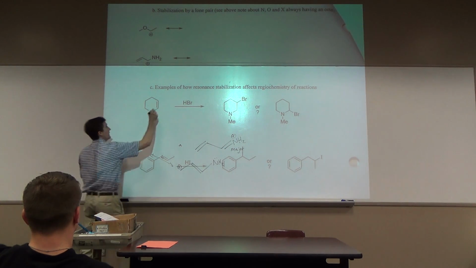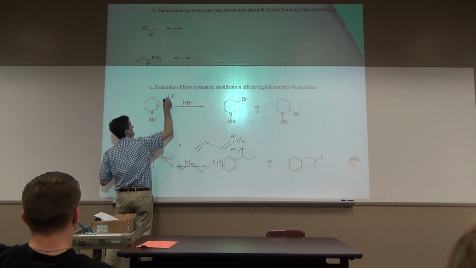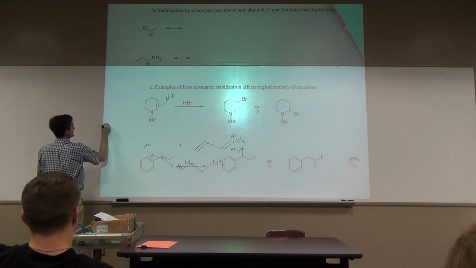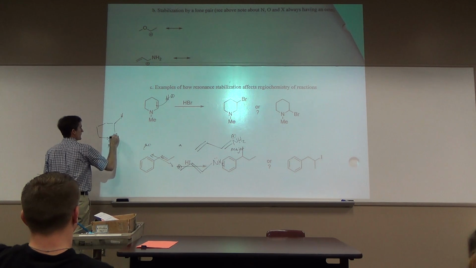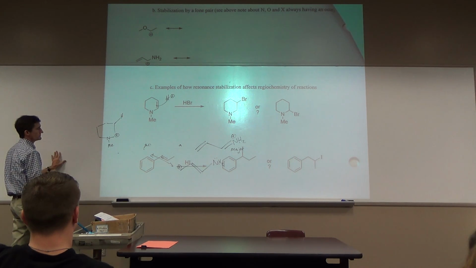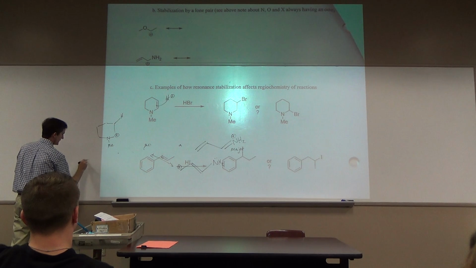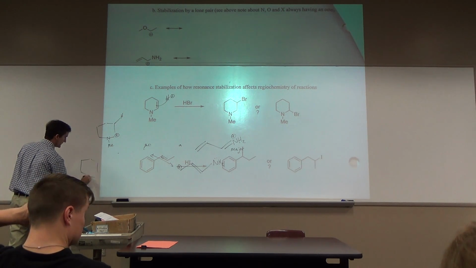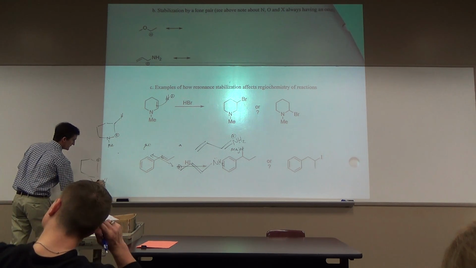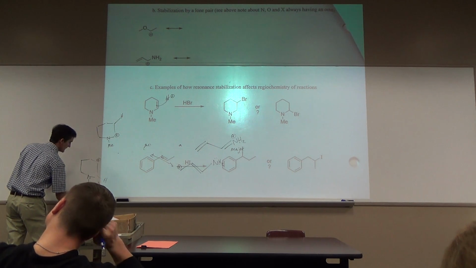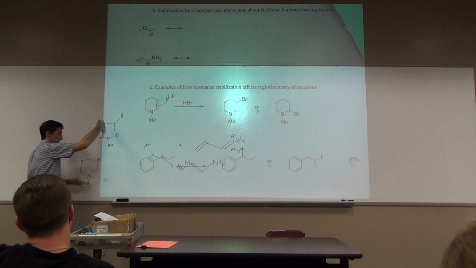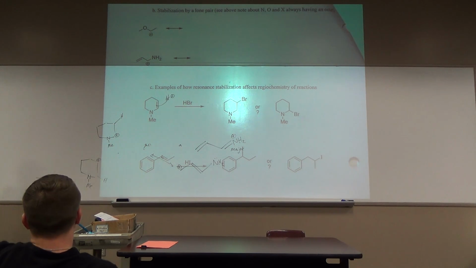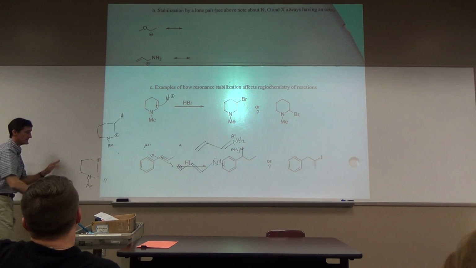Resonant. Because this is attacked this way, you get the cation there. Well, that's the bottom. What would the top look like? Cation there. Okay? When I say top or bottom, this is what we're looking at: cation on top or bottom. Which cation is more stable?